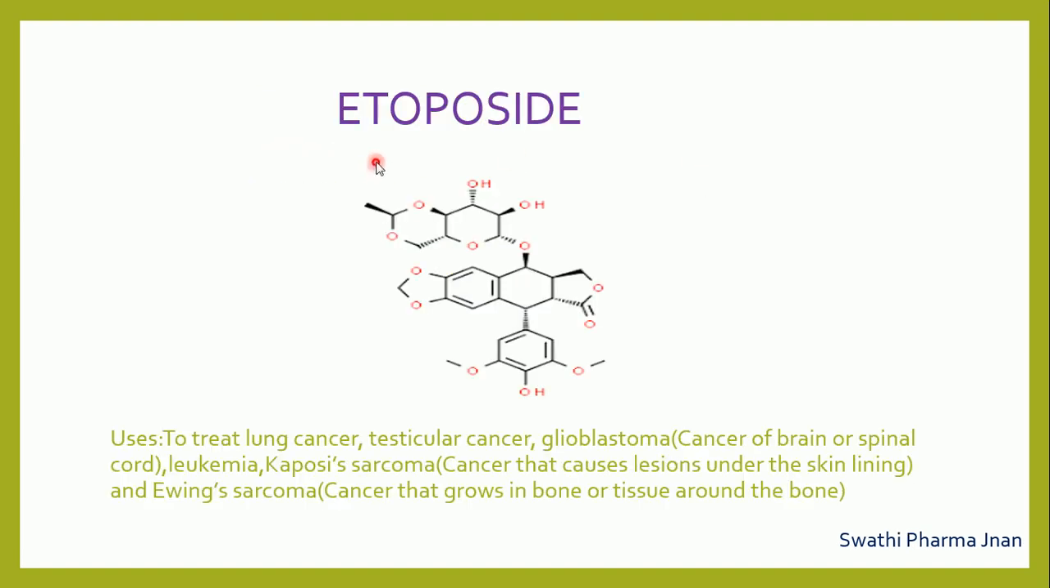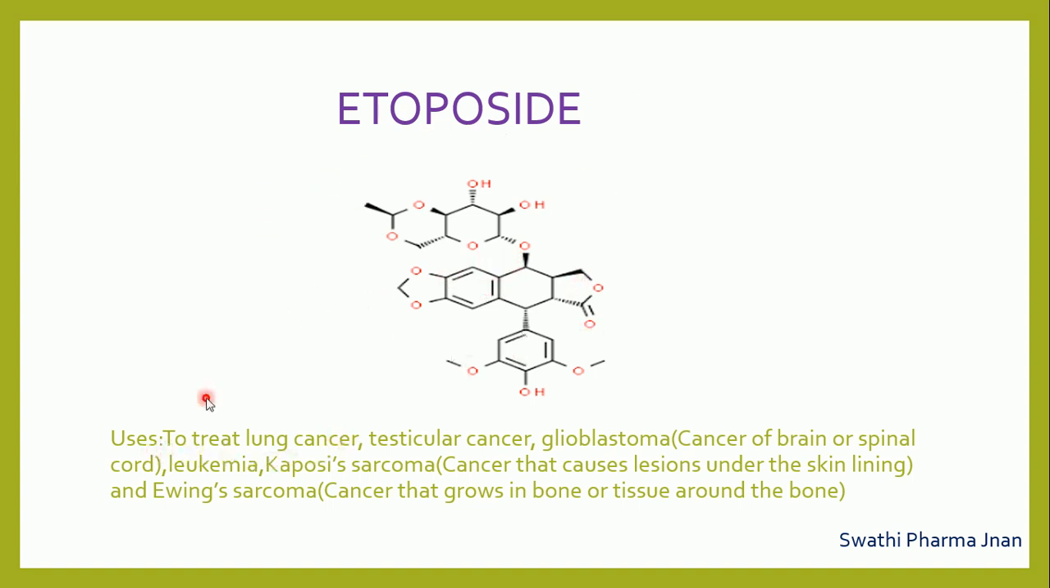Coming to plant products, the first structure under plant products is etoposide. This etoposide is obtained from the podophyllum, which is a plant extract. This is the structure of etoposide. A six-membered ring containing one oxygen with hydroxyl groups is present, and here a phenyl ring with a 5-membered ring with 2 oxygens is present, and here a furan ring with 1 ketone group is attached.